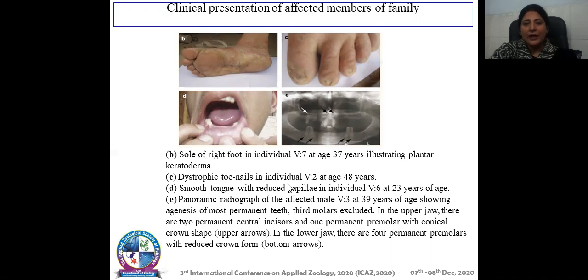The panoramic radiograph of the affected member at the age of 39 showed that most of the permanent teeth were missing, with the third molar excluded. In the upper jaw there are 2 permanent central incisors and 2 permanent premolars with conical crown shape. In the lower jaw, there were 4 permanent premolars with reduced crown form, shown by the bottom arrows.